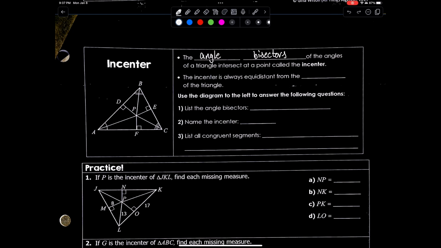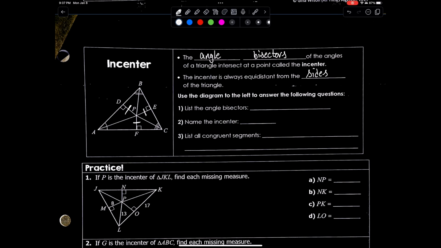Now, this time, the incenter is different. The incenter is equidistant from the sides of the triangle. That means this side right here, and this side, and this side. Those distances from the incenter to the sides are all the same.